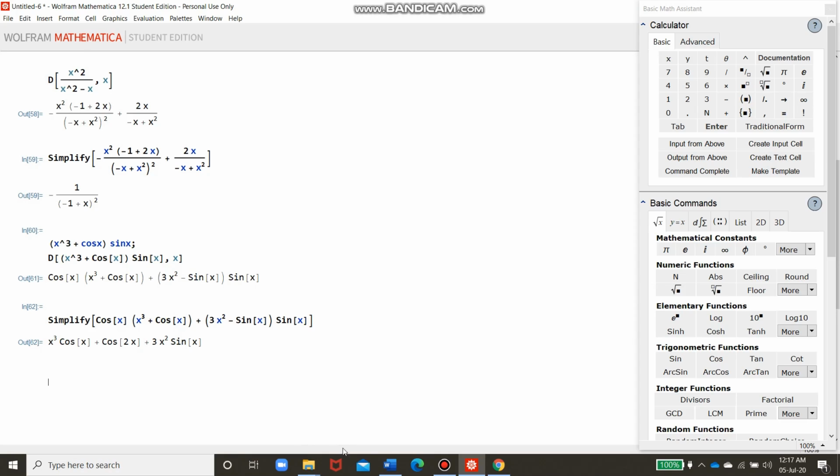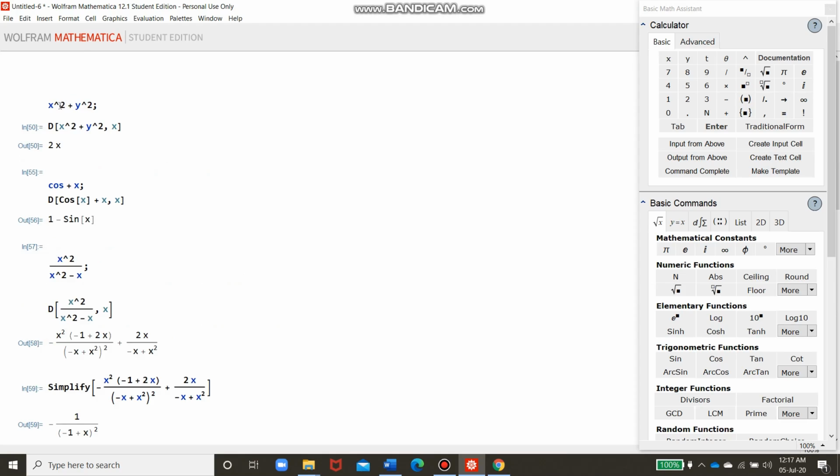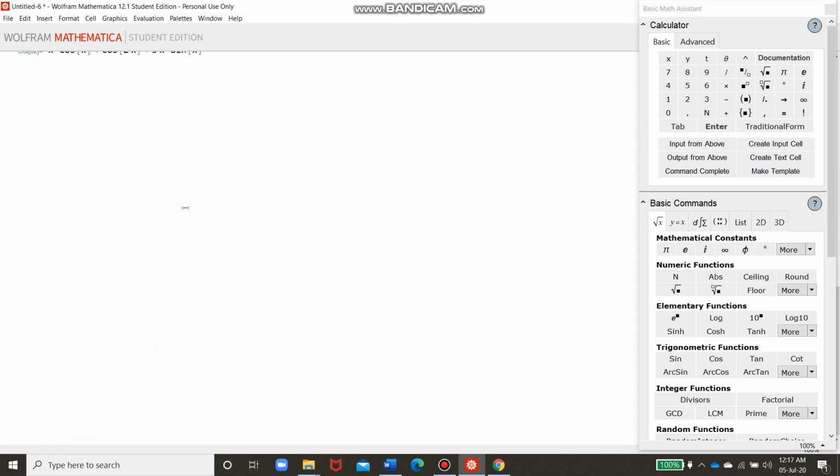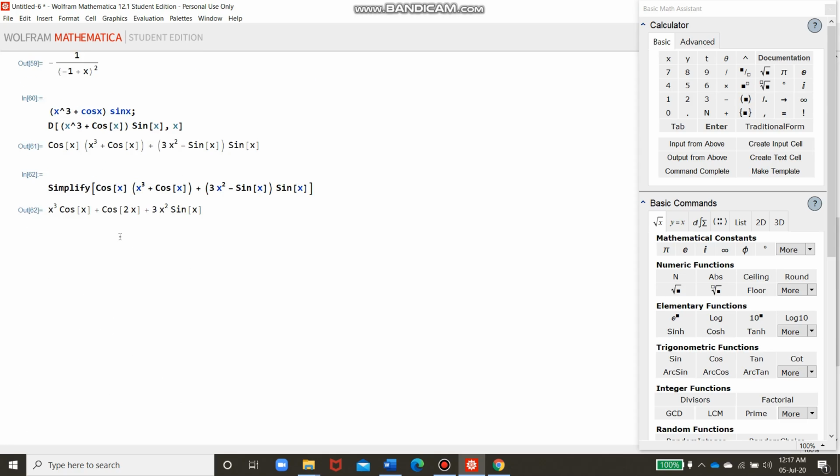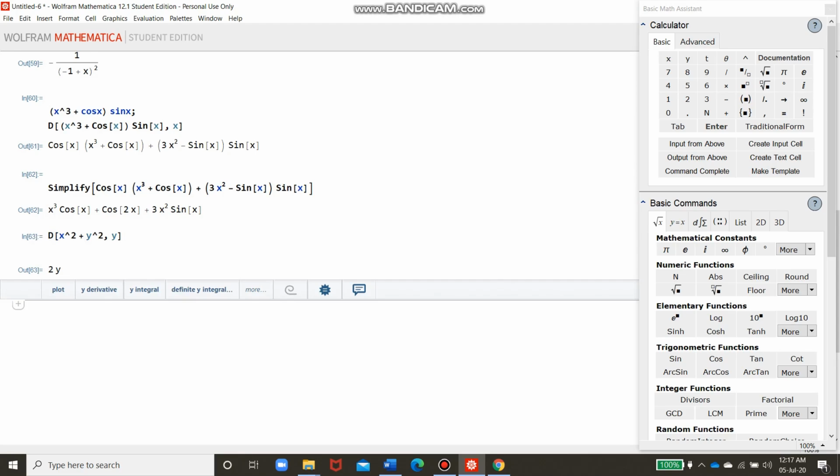So I would like to solve one more equation with respect to y, just to show you, just as an example. I'm going to take the earlier function, this particular equation. I'm just going to copy this, and I want to differentiate it with respect to y this time. So I'm just going to open the derivative function, and with respect to y, and you solve it, so you get 2y. So this is pretty simple.